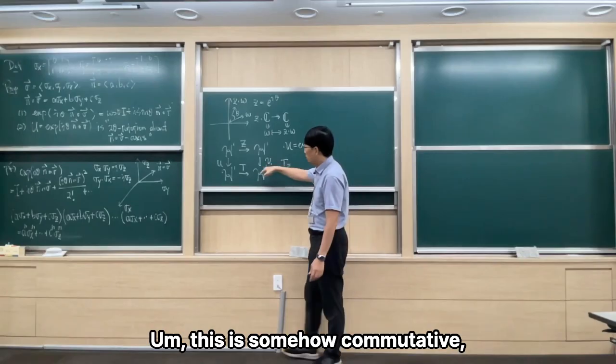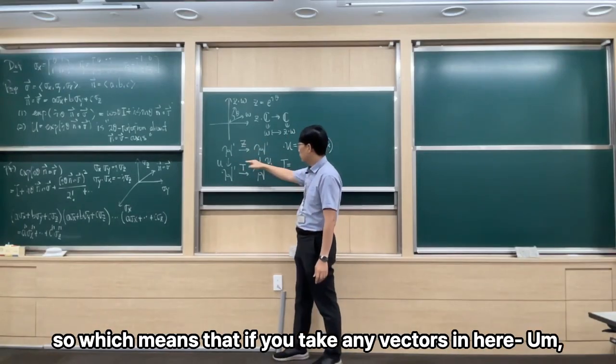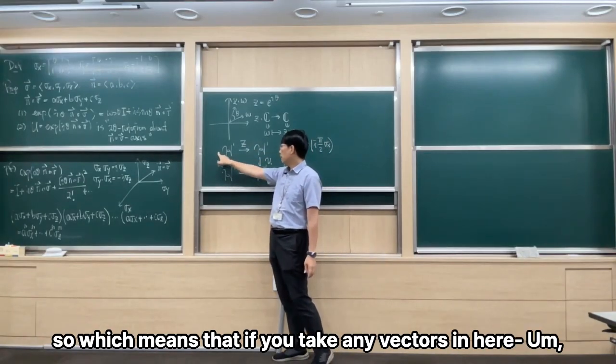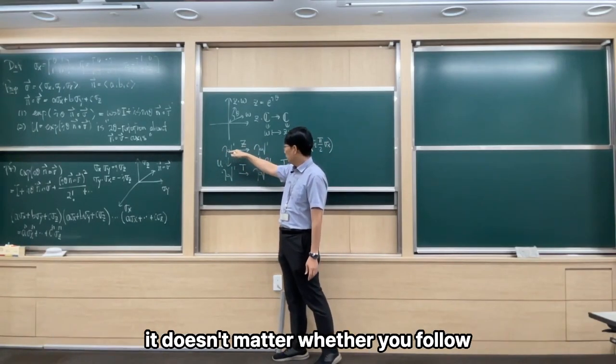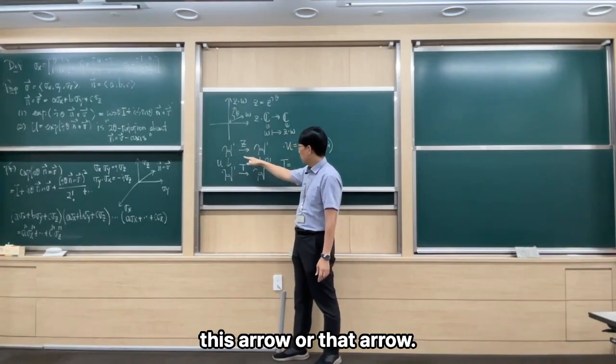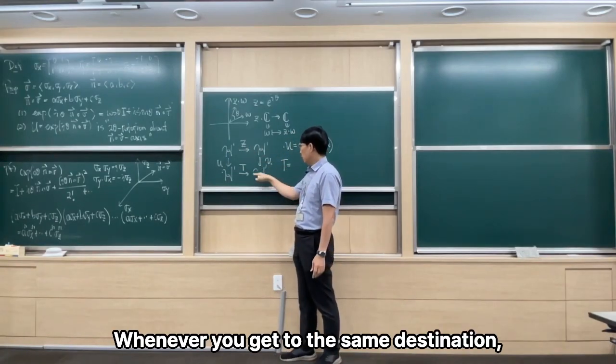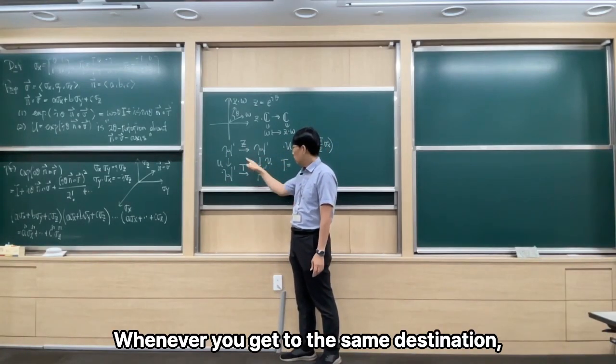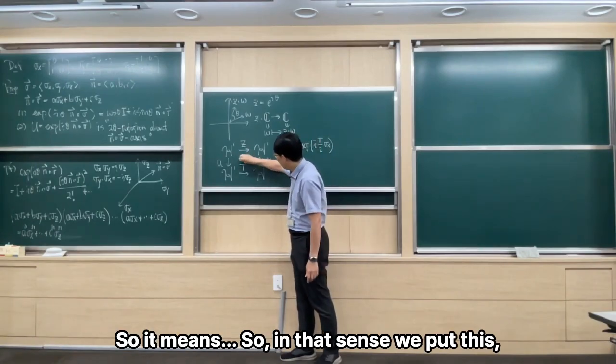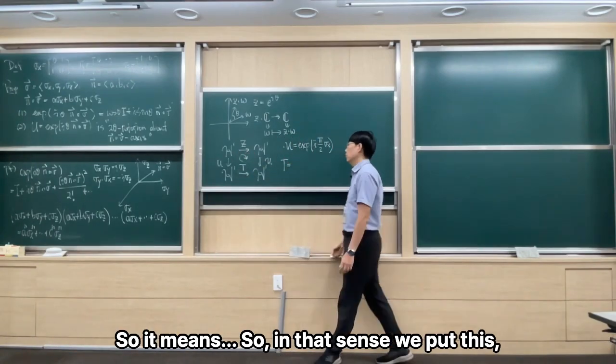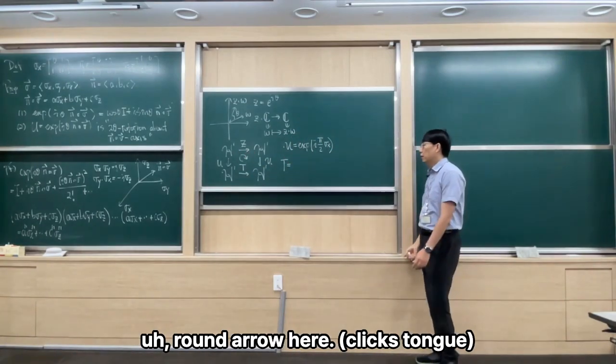This is somehow commutative, which means that if you take any vectors in here, it doesn't matter whether you follow this arrow or that arrow. Whenever you get to the same destination, you will get the same thing. So in that sense, we put this round arrow here.